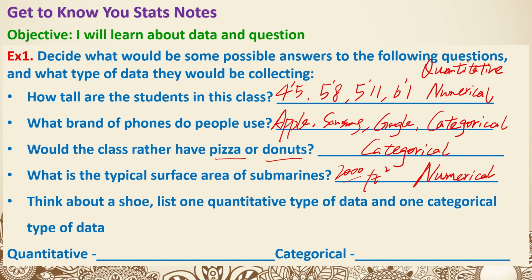Next, think about a shoe. List one quantitative type of data and one categorical type of data. So let's say quantitative, it could be size of the shoe. And the categorical, it could be, say, color of the shoe or brand. The size, of course, is going to be a number, and the category, I mean, color: white, blue, red, whatever it is, and brand: Nike, Adidas, whatever it is. So there you go. These are some examples of categorical and quantitative or numerical data.